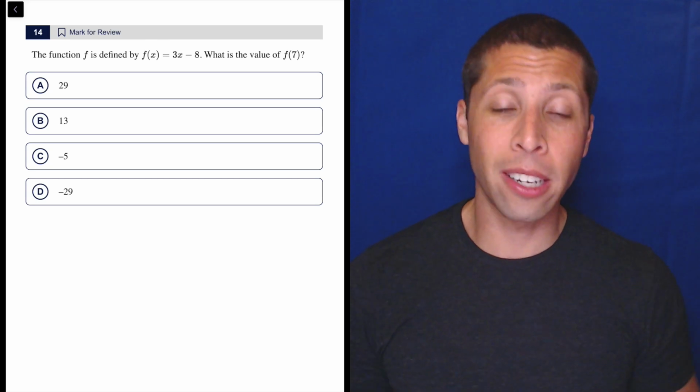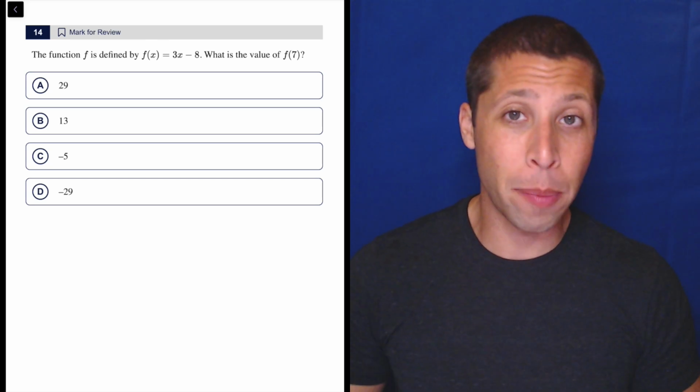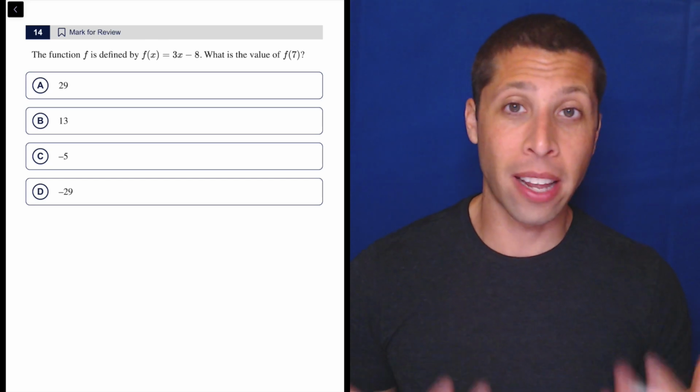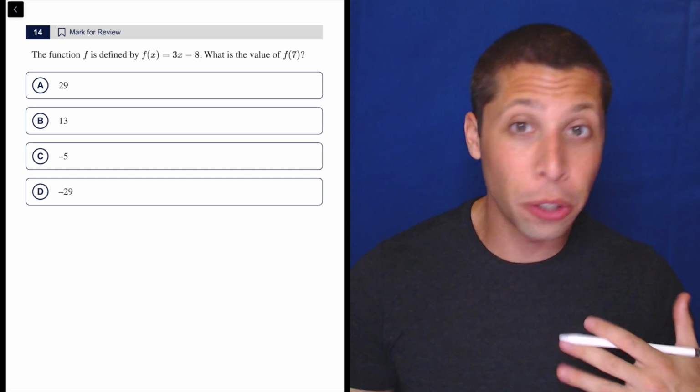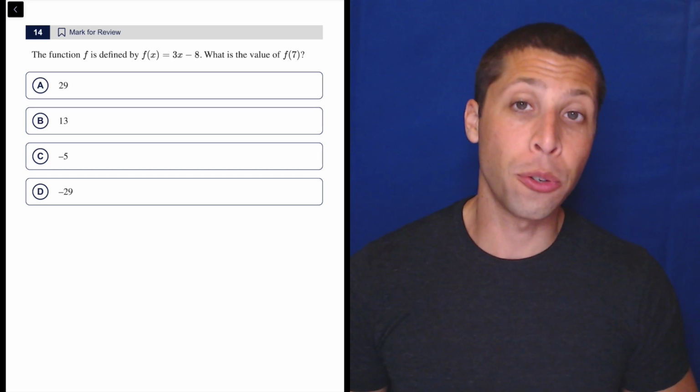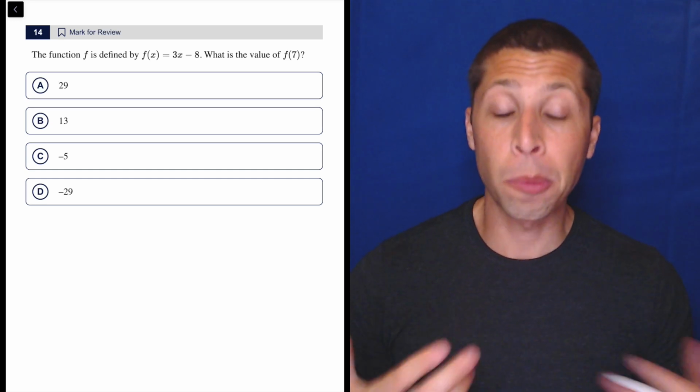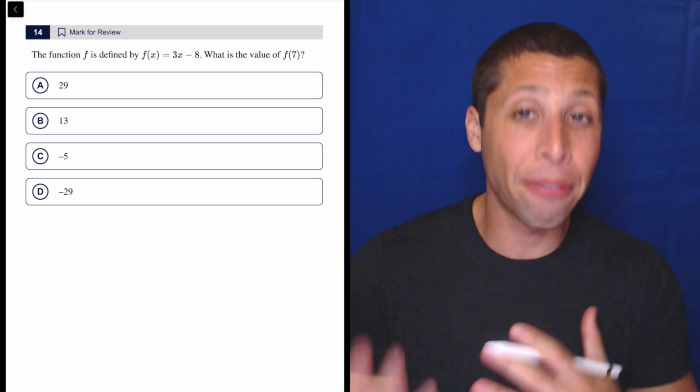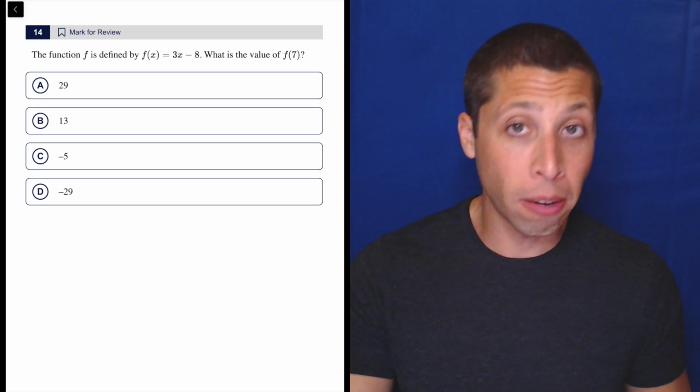We are going to see a lot of function notation on the PSAT and SAT because that is a fundamental idea in Algebra 2, maybe a little bit of Algebra 1, where we start to think about equations not just in terms of x's and y's, but in terms of these f of x's as well. Now, once you get comfortable with this, it's very easy.